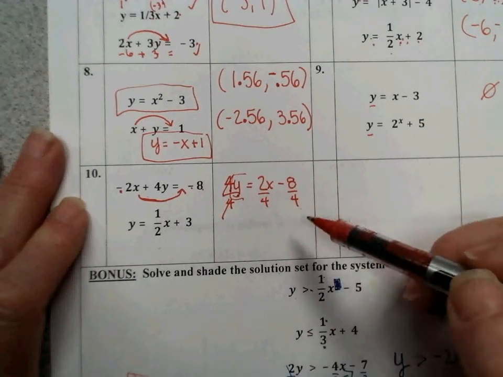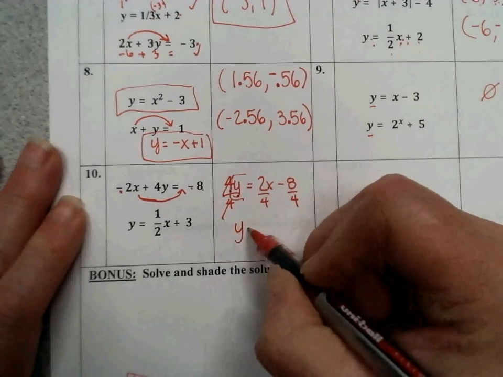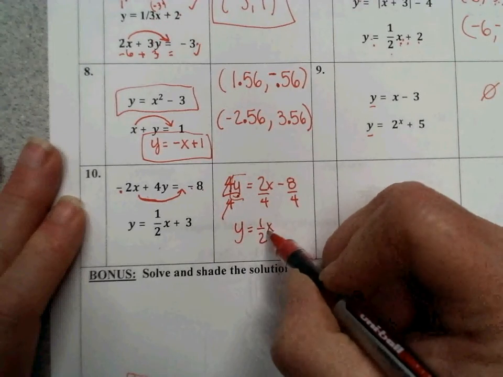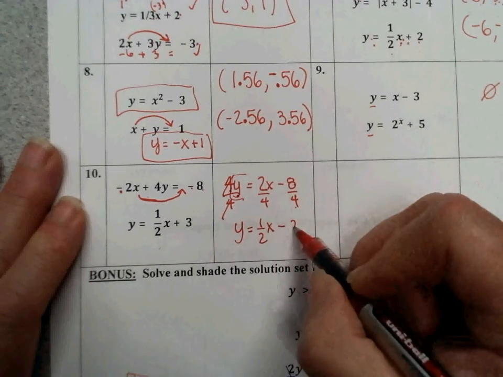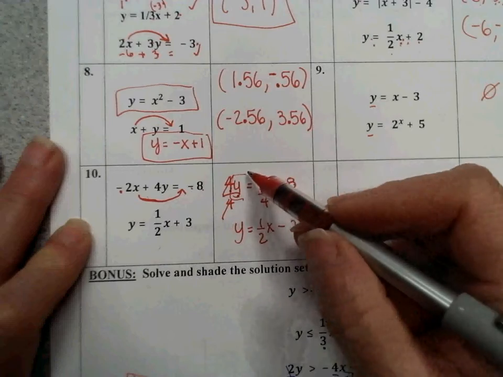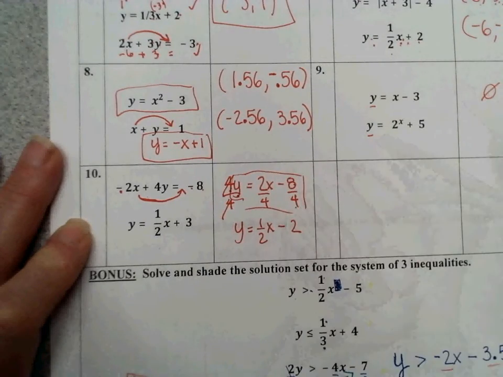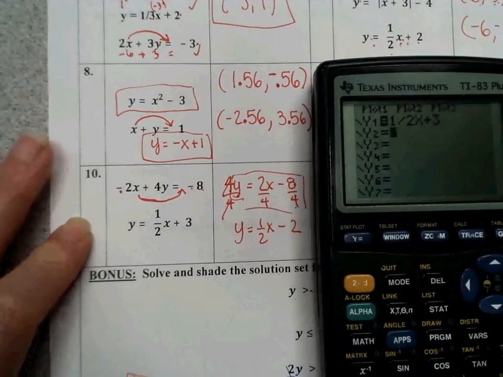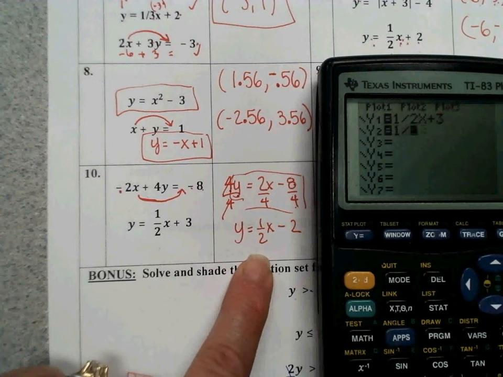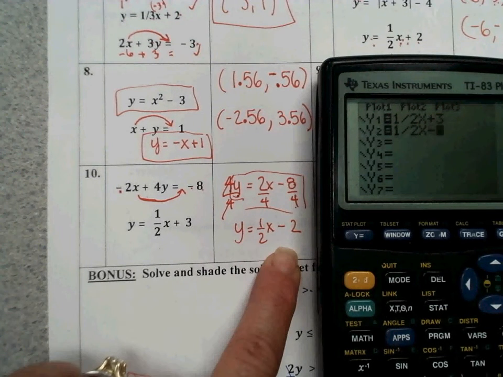I can type it in like this, or if you already know that this reduces, you can go ahead and reduce it as well. 8 over 4 is just the same thing as 2. Again, you could have typed it in just like this and you'll get the same answer. But my second equation is 1/2 x minus 2.